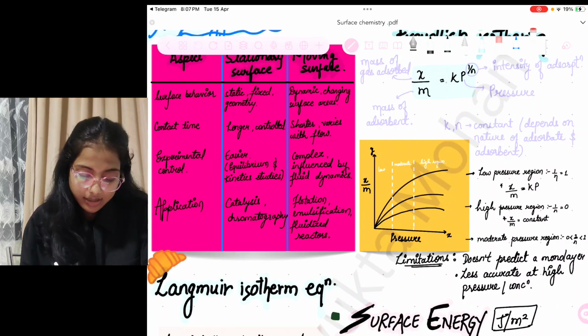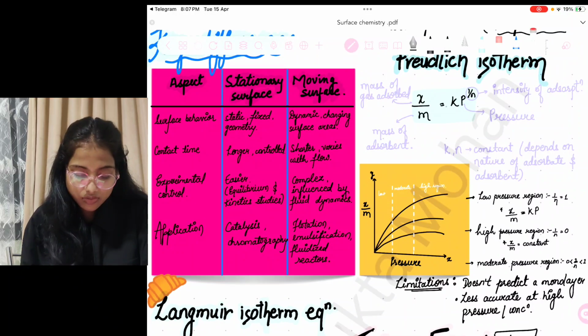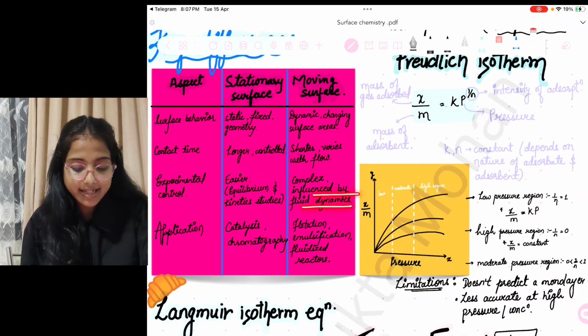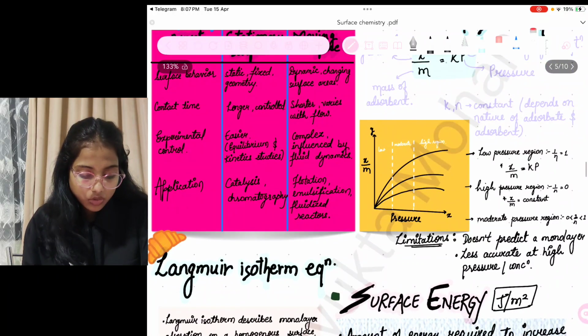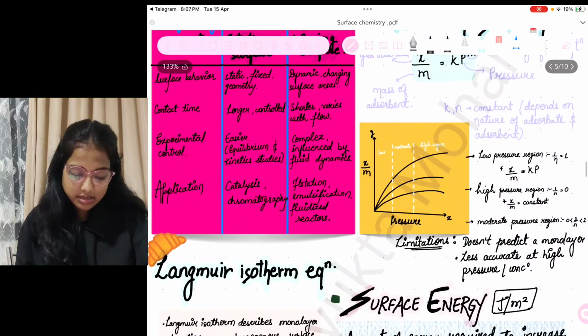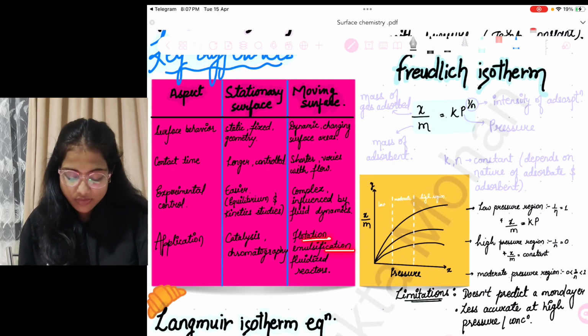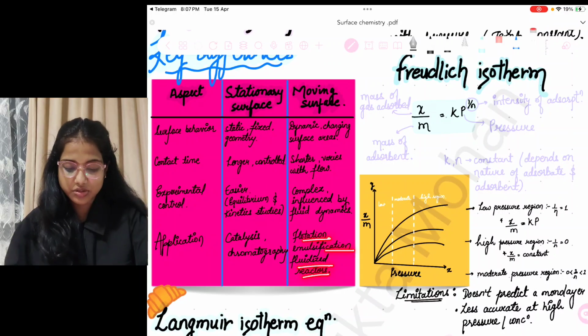Easier for stationary, and complex for moving. For a stationary surface, equilibrium and kinetics can be studied, whereas for a moving surface it will be influenced by fluid dynamics. Now what will be the applications? A stationary surface can be used for catalysis and chromatography, whereas a moving surface can be used for flotation, emulsification, and fluidized reactors.